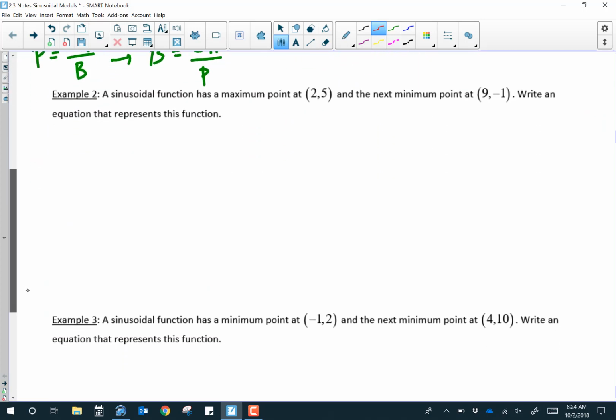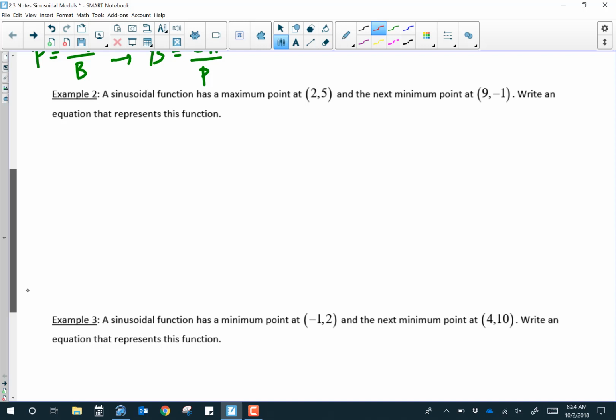Example 2. Same kind of deal, but instead of giving you a graph, I've given you information about the graph. It says the sinusoidal function has a maximum point of (2, 5) and the next minimum point at (9, -1). That is all the information you need to write an equation of a sinusoidal graph. You just need a maximum and the next minimum. That's it. You can figure out everything from that.